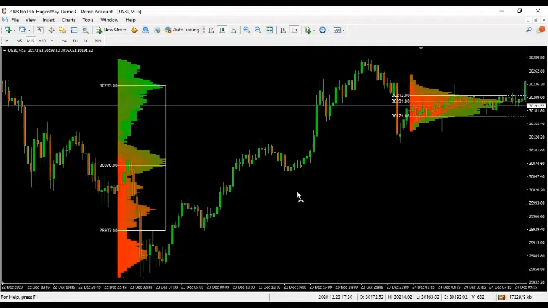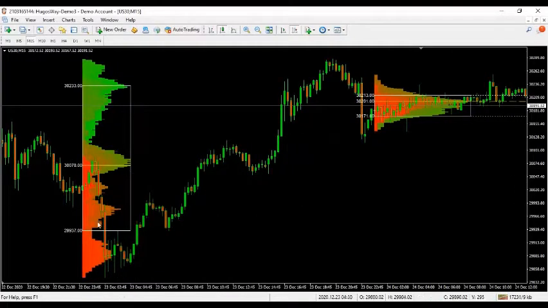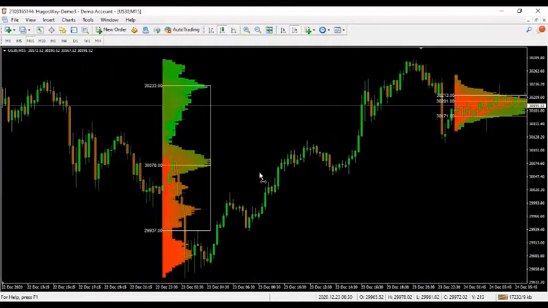Like I said, I don't use indicators. I just use actual volume, price action, order blocks, and things like that.